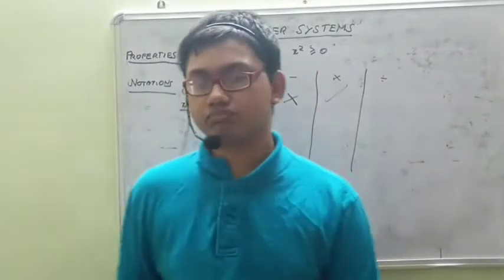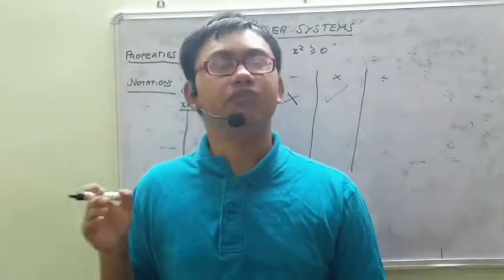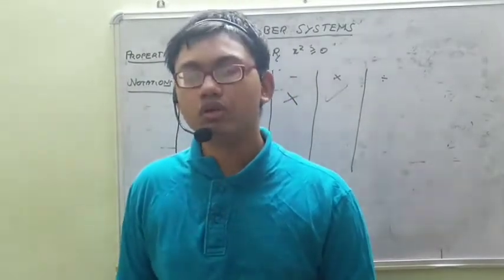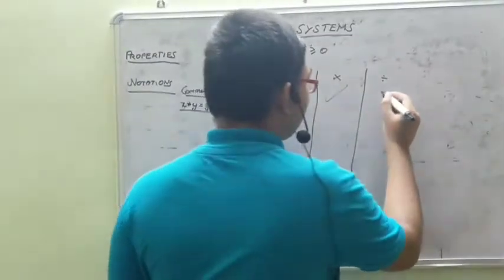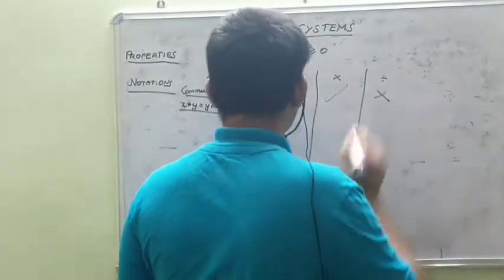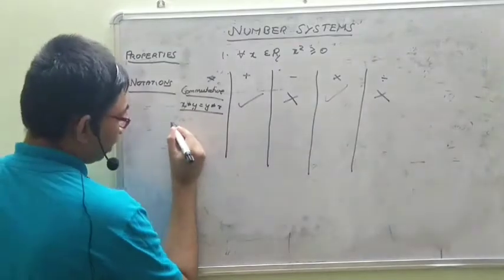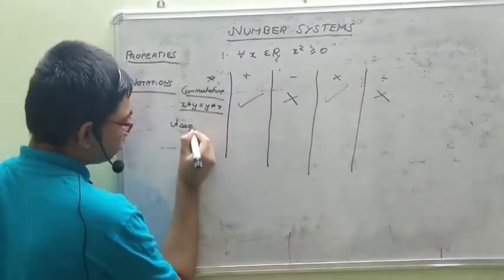Similarly, for division, is 2 divided by 1 equal to 1 divided by 2? No. So this is also not true for division. Now the next property is associativity.